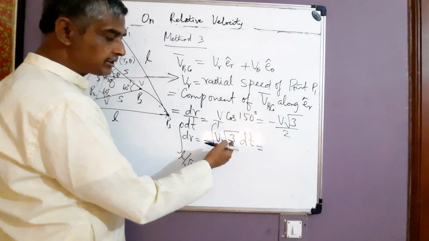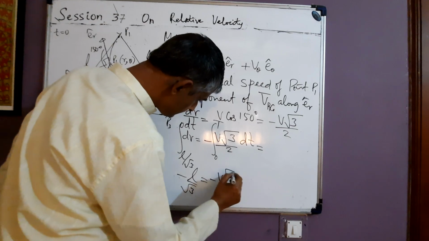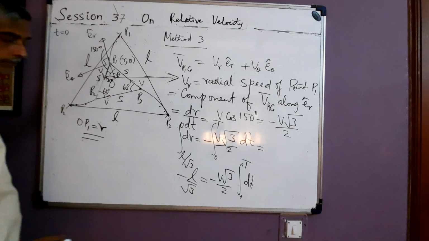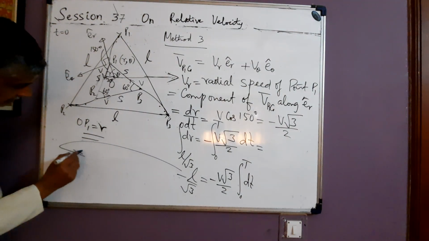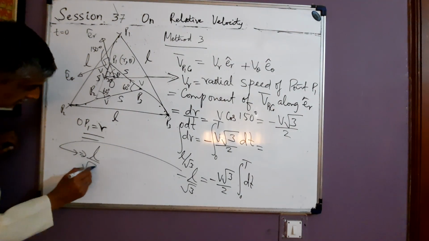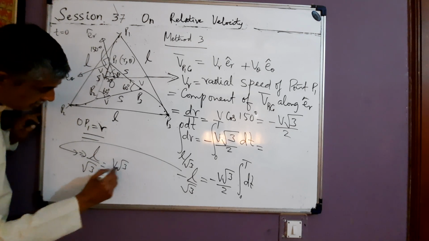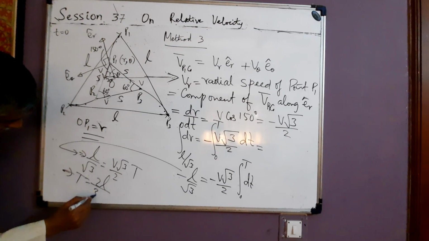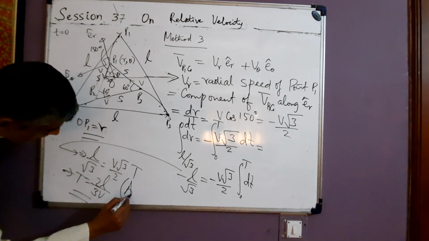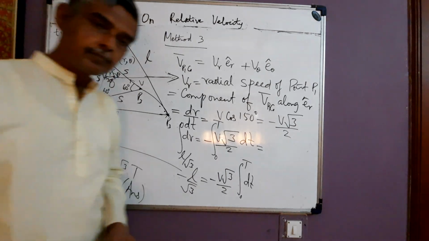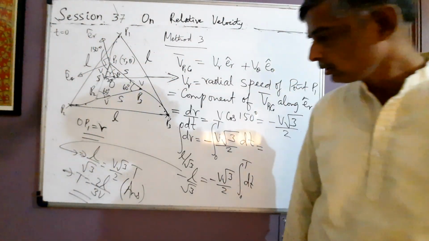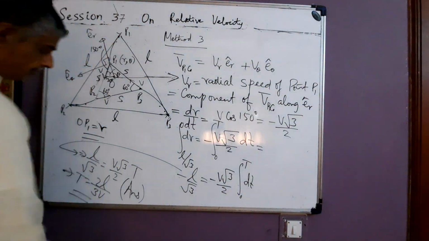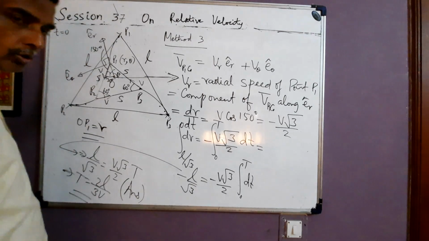Now V root 3 by 2 is constant, so it comes outside the integral, integral dt from 0 to capital T. So the minus goes away. Simplifying this, we get 2L by 3V. Same answer we have obtained in method 3 also. So we get the time T as 2L by 3V. After time T equal to 2L by 3V, the 3 points will meet at the center O of the triangle.